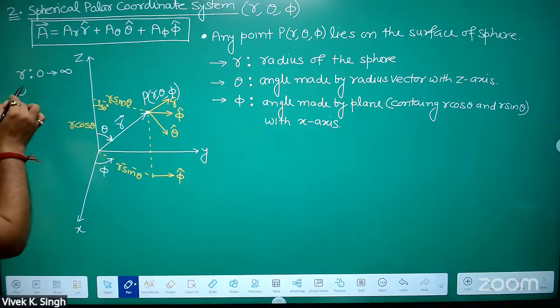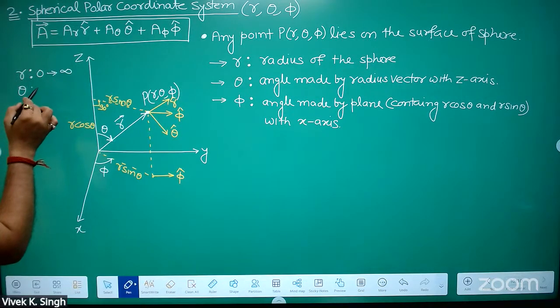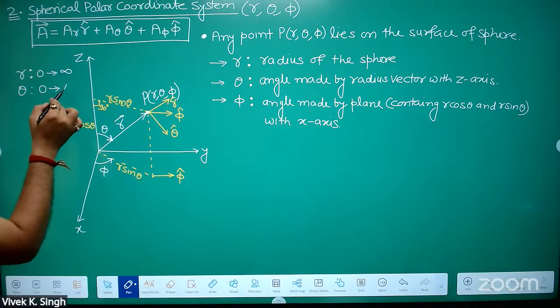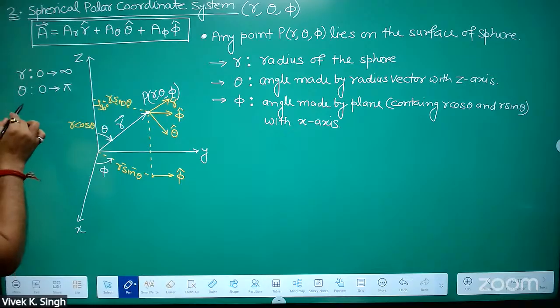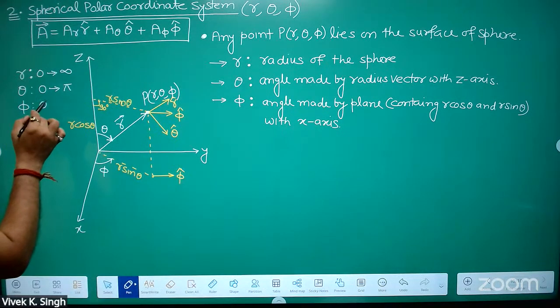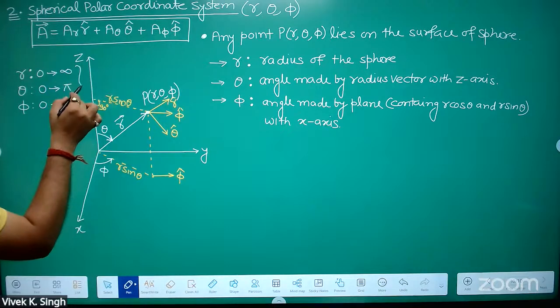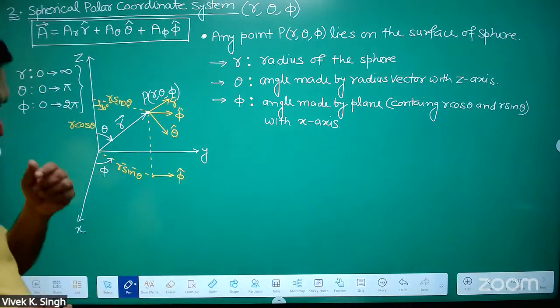What about theta? 0 to pi. Yes, theta 0 to pi. What about phi? 0 to 2 pi. Yes. So why theta 0 to pi and phi is 0 to 2 pi?